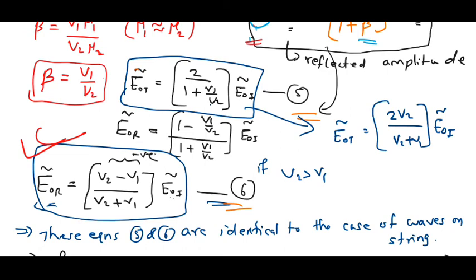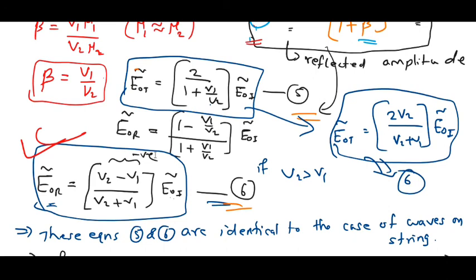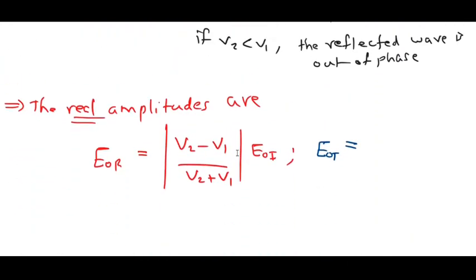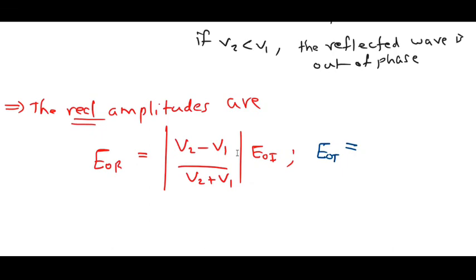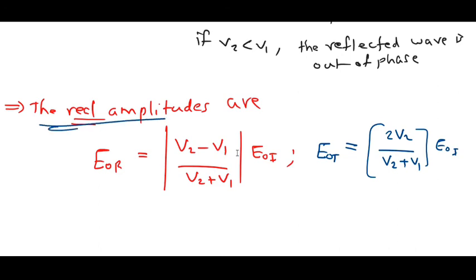Then this is nothing but our equation 6. Because there is no negative sign here, you can simply take the modulus, or if you are writing without modulus, that is also fine. Therefore the transmitted amplitude is equal to 2V2 divided by V2 plus V1 times E0I. These are the real amplitudes in terms of the velocity.